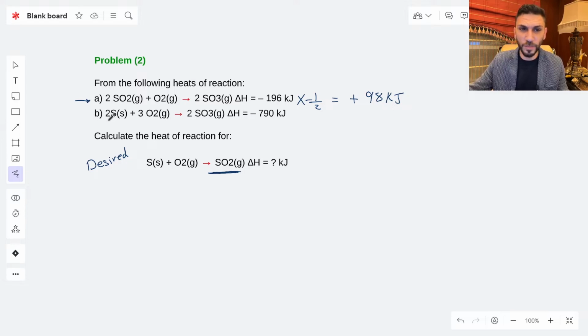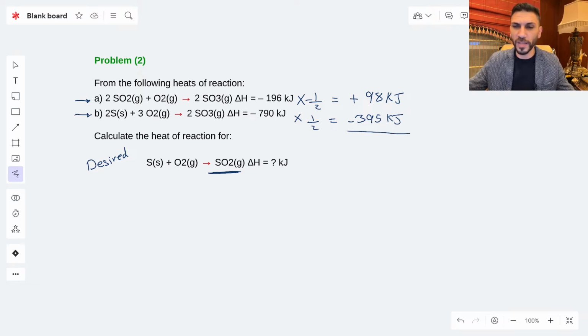In reaction B, we need now S 1 mole in the reactant, but we have it 2 moles in the reactant, not in the product. So I'm going to multiply it also by half without the negative sign because we keep it as it is, the reactant and the products, we don't flip them. So it's going to equal to negative 395 kilojoules.